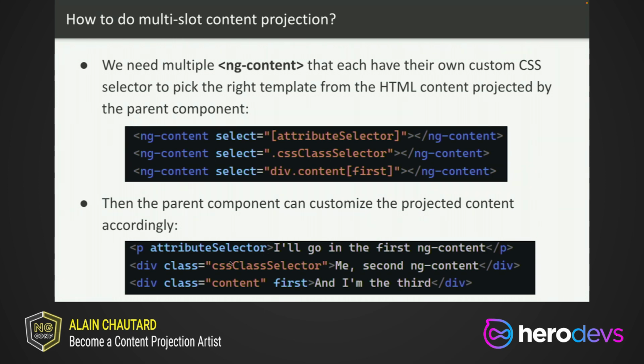So that's the case for the paragraph down here. It has attribute selector. The second example is selecting by CSS class. This is a CSS class selector. So it would match the div down here with a class of CSS class selector. And the last one is a more complex selector where I can use any CSS selection syntax that I want. So select a div that has a class content and an attribute first. So basically a combination of all of the three different selectors, and that would select the div down here. So you can get really fancy on how you select those elements that you want to project.